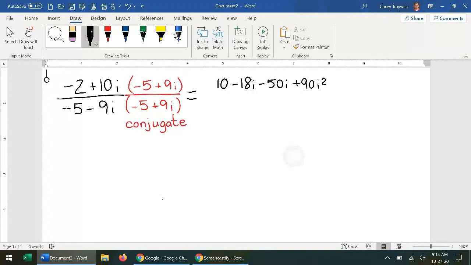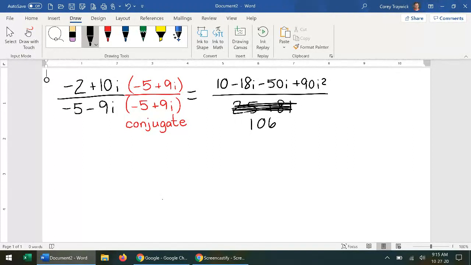Good Lord have mercy. The bottom, the shortcut to this when you do the conjugate is you square the front two numbers, making them positive. 5 squared is 25. And you square the back two numbers, ignoring the i. 9 times 9 is 81. It will always be plus. 25 plus 81 is 106, so that takes care of the bottom. This works anytime you multiply by the conjugate. The conjugate means you only change the middle sign, not the front sign.